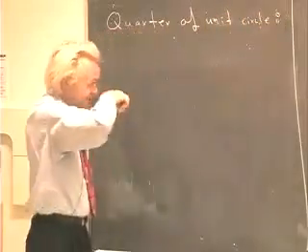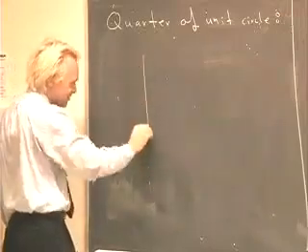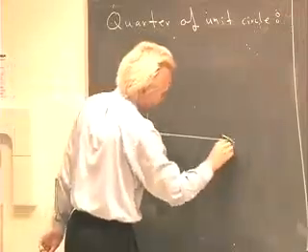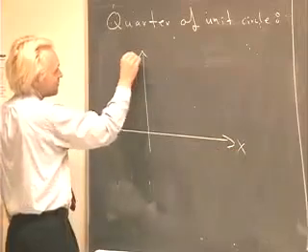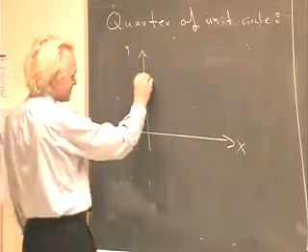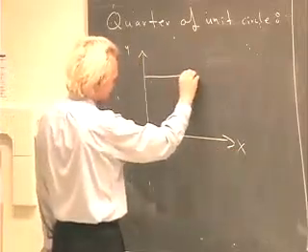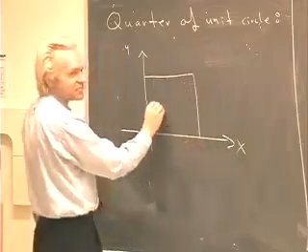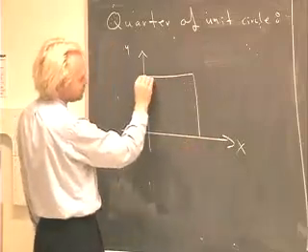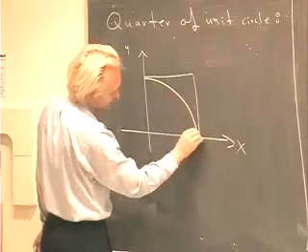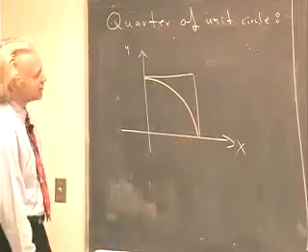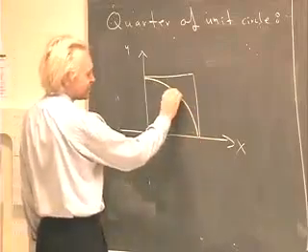How do we represent it? I'm very precise now. Here's my x, here's my y, and I want to represent this particular circular arc from 0 to 1. Let's say I wanted to go from here to there.